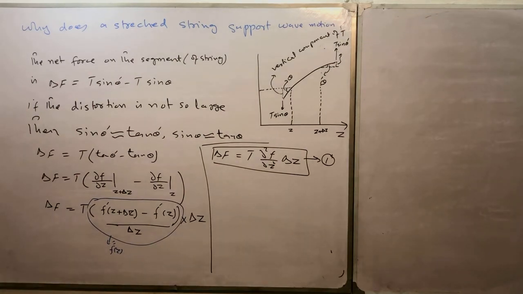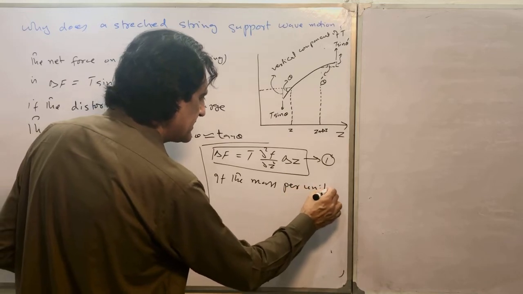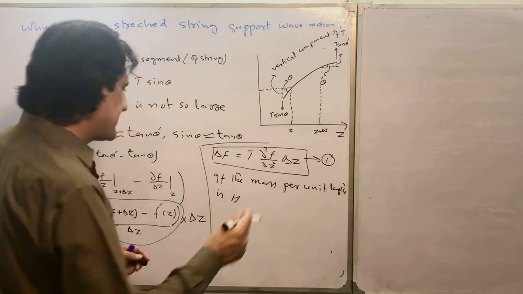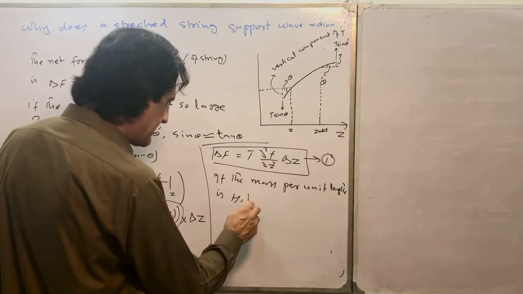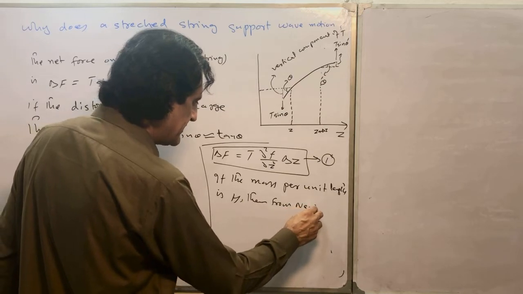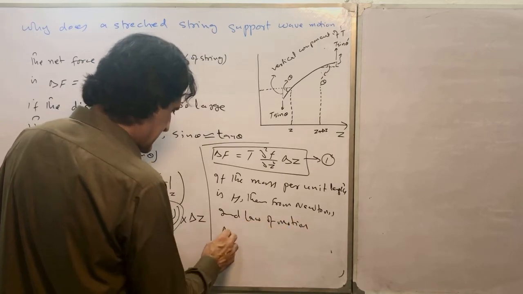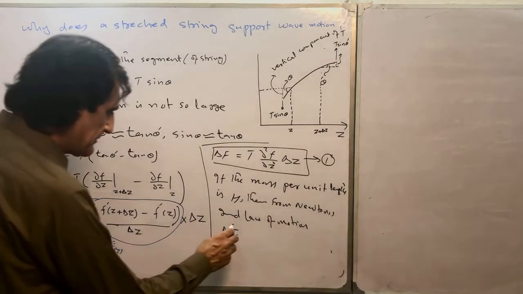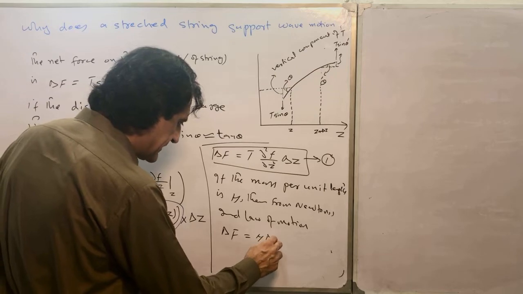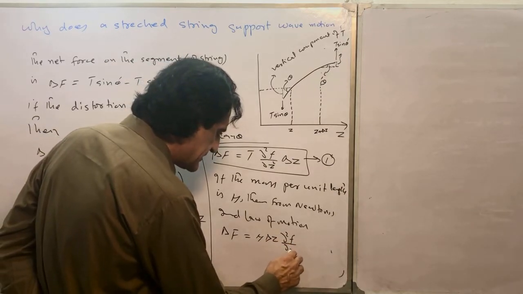If I represent the mass per unit length as mu, then from Newton's second law of motion, this delta f is equal to mu delta z and partial square f divided by partial t square.